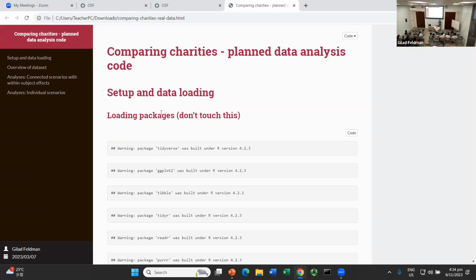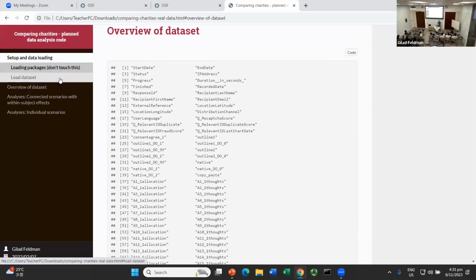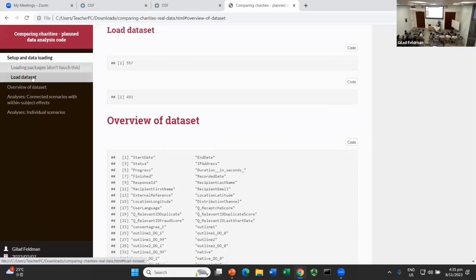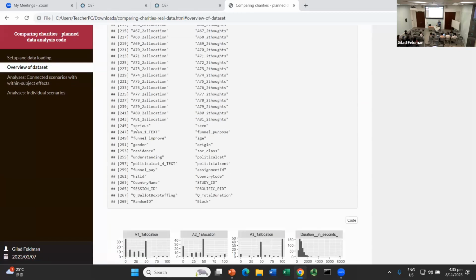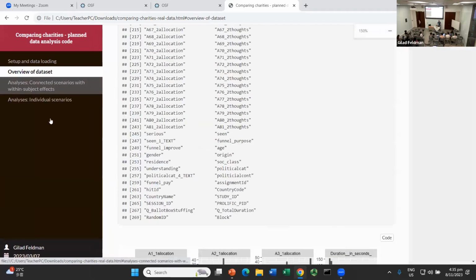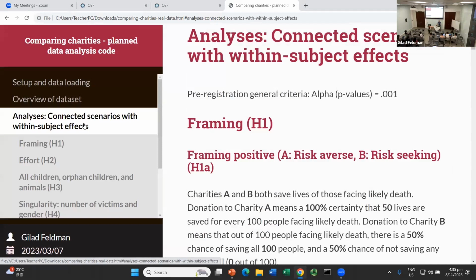Okay, so what you see here on the left side is a bunch of things that are very technical about how I load stuff in R. Don't need to mess around with this. Some of you did this in Jamovi, completely okay, no problem. You can just use this. You don't need to do the code, but I'll show you what that looks like. There's an overview about how I loaded the packages and loaded the data set, and then all the columns that are in there. You can skip all of that. Don't worry about this. And here on the left, you've got the analyses.